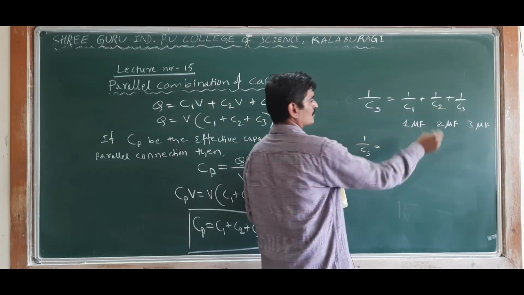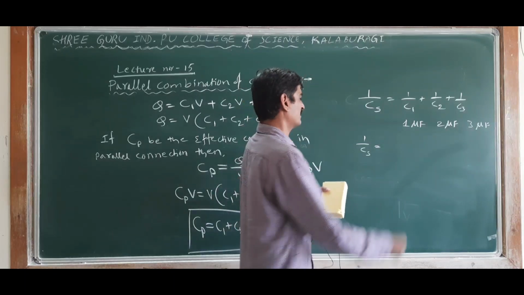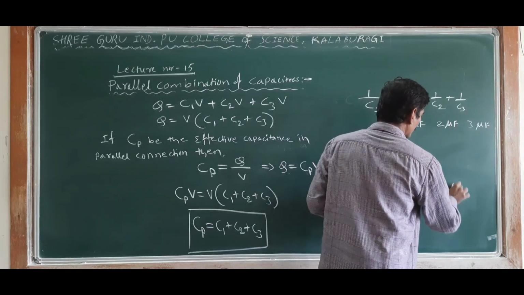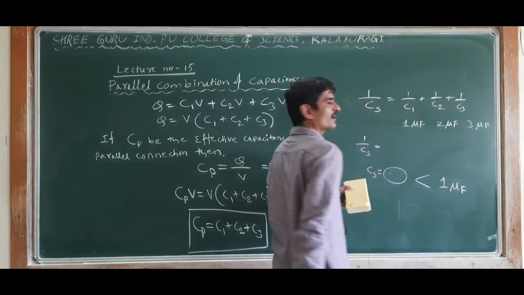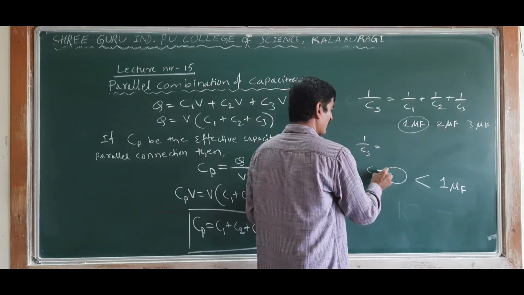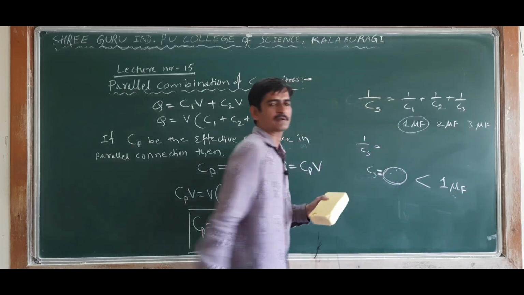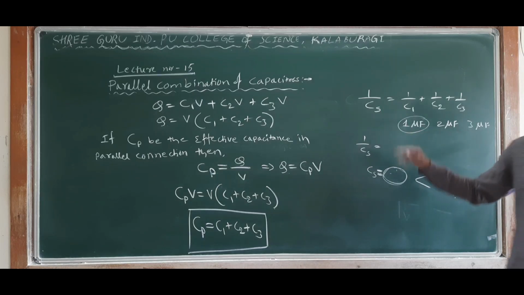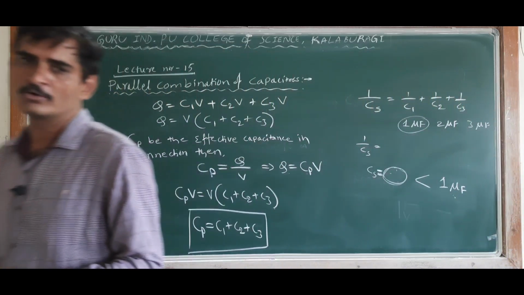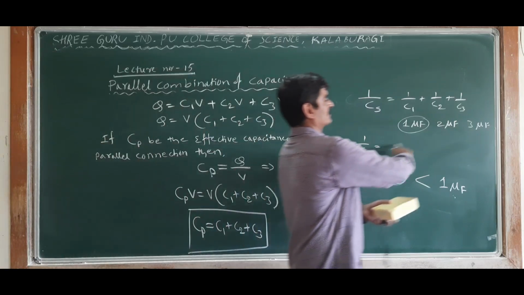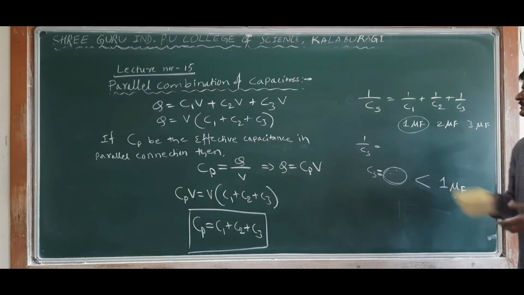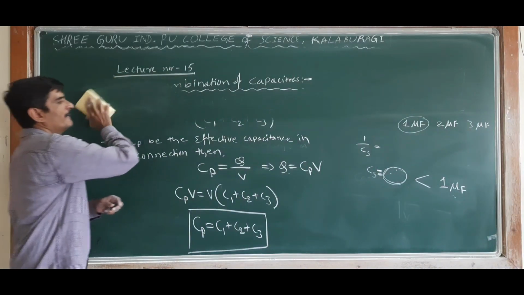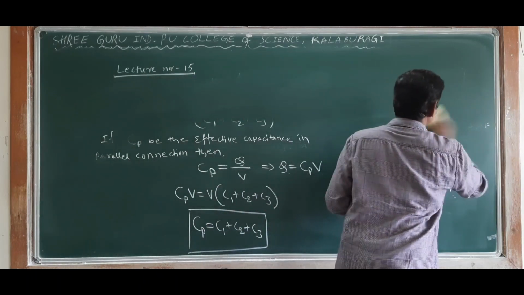Then you will get 1 by Cs is equal to, you will substitute the values and you will calculate. After calculation you will get the Cs value. That value will be less than 1 microfarad. Among these 3, which is the smallest? Smallest is 1 microfarad and the value of Cs will be smaller than the smallest capacitor. That's what. The effective capacitance of series combination will be smaller than the smallest capacitor in the combination. Understood? So, this is just for your understanding. So, this is series combination and parallel combination of capacitors.